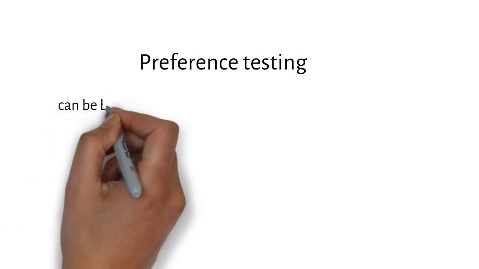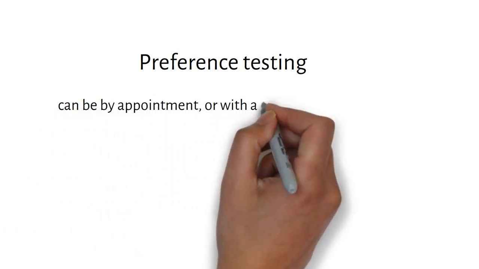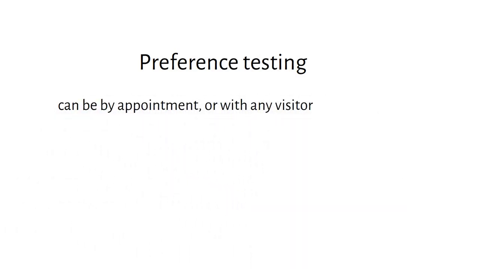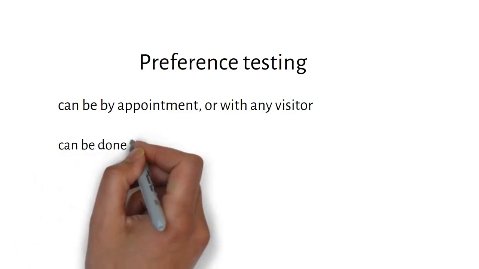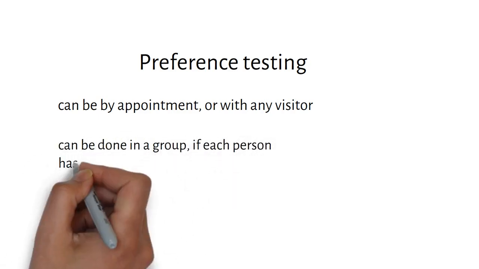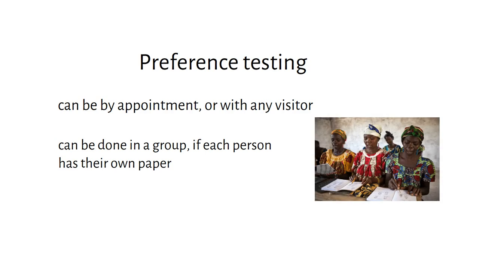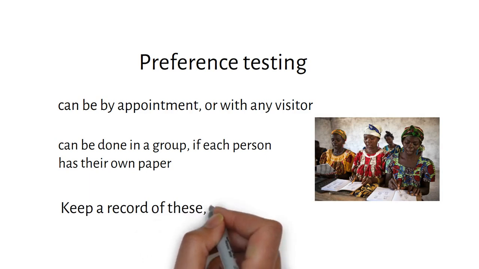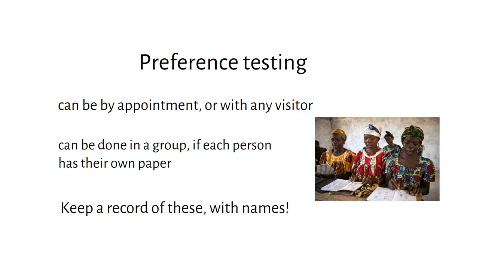Preference testing can be done as an appointment or a conversation when a visitor comes in your place. Preference testing is usually more of a natural test than other kinds of testing and has less stress. You can even do this in a group with each person having their own paper, and so get more information faster. You do need to keep a record of these with the names of people, if possible.